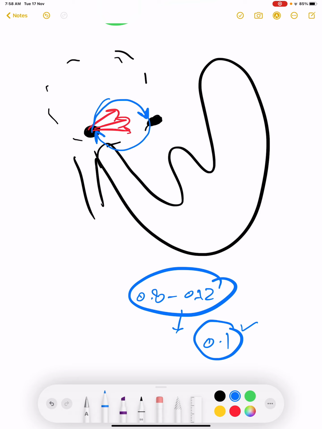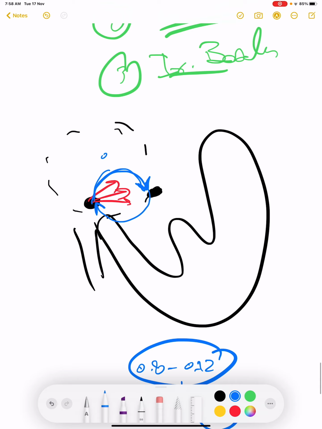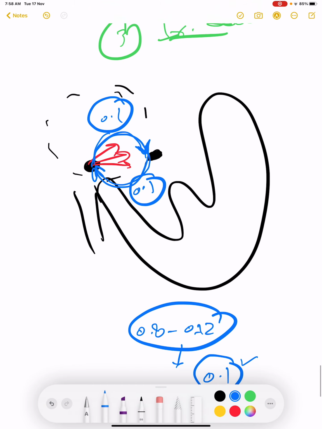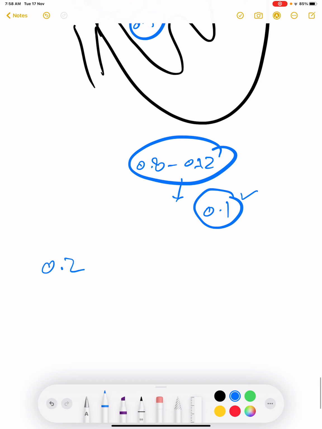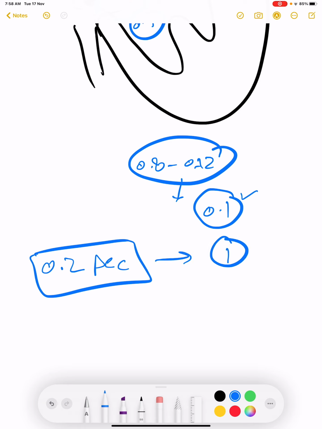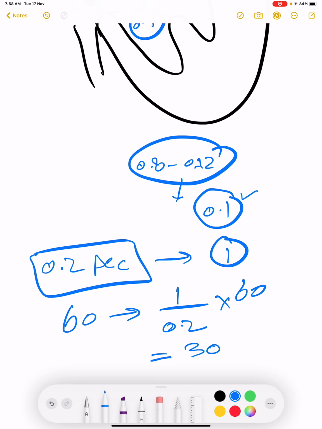So if it takes 0.1 second to reach the AV node, then the same it will take 0.1 second to reach back to the focus, and then the circuit will continue. So to generate one P wave and complete one circuit, we need 0.2 seconds, right? We need 0.2 seconds to generate one P wave. So in 60 seconds, how many P waves will be generated? 1 divided by 0.2 multiplied by 60, and the answer will be 300.